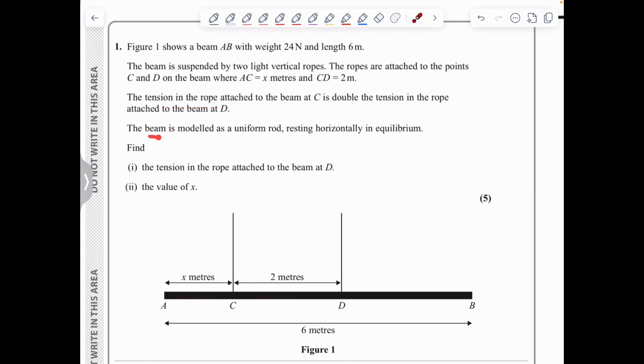We are modeling the beam as being a uniform rod resting horizontally in equilibrium, and we need to find the tension in the rope attached to the beam at D and the value of x.